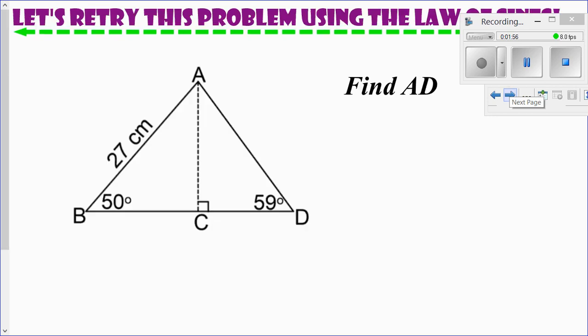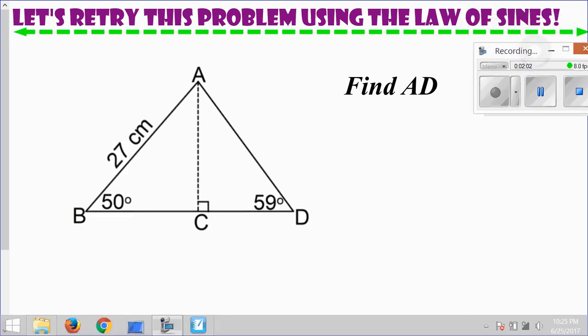So if I take a look at this example, well, this should look familiar. We, a moment ago, found the length of AD. And if you recall, it took a couple steps because we had to focus on the two separate right triangles and we had to find the length of AC, which then helped us find the length of AD. Well, using the law of sines, we're going to find the length of AD all in one step.